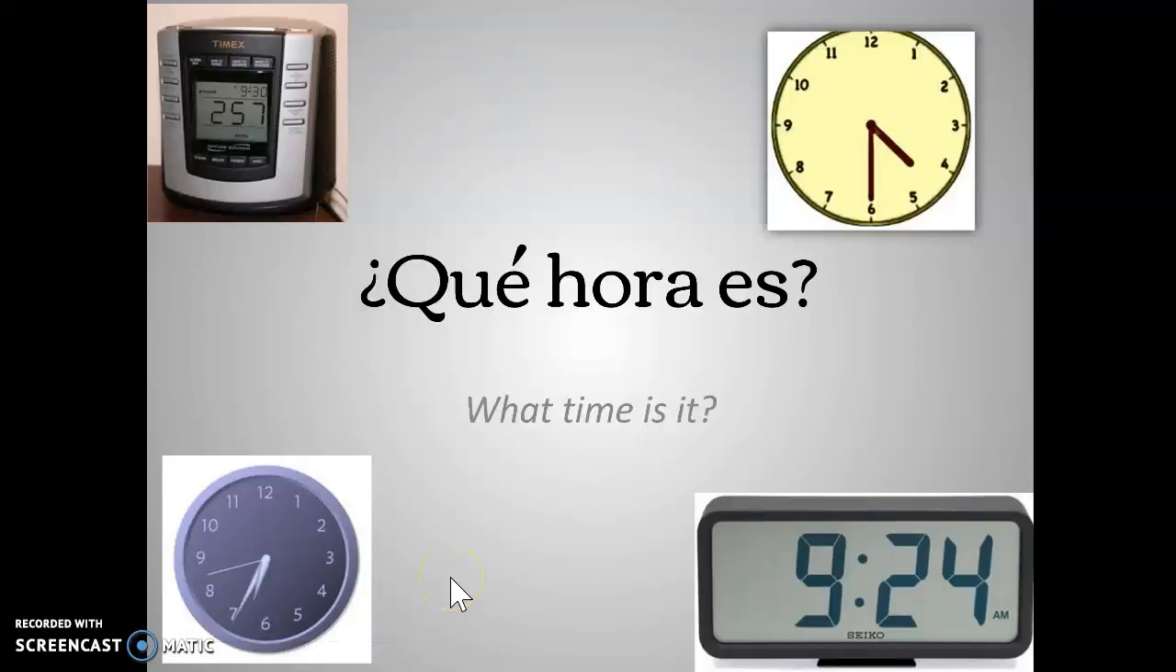Hola! Today we're going to be working with telling time. We're going to learn and start working with how to answer the question, ¿Qué hora es? Or what time is it?